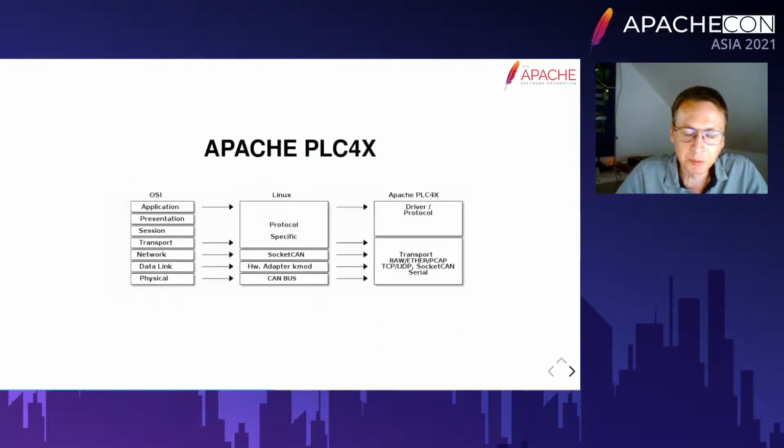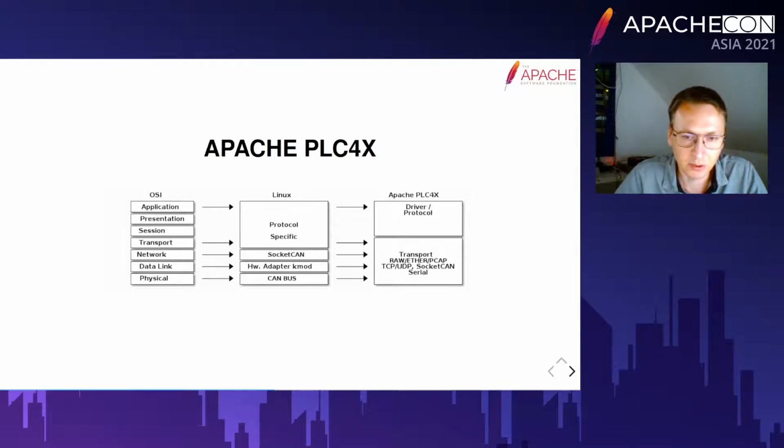And if we have a look at Apache PLC4X and how it maps the OSI layers, we will find that the top layers are handled by driver and protocol, while the low levels from transport down to the physical are wrapped in the transport. Because Apache PLC4X works with operating systems, it's not embedded. It can be embedded in microcontrollers, but its APIs are not intended to implement system specific parts.